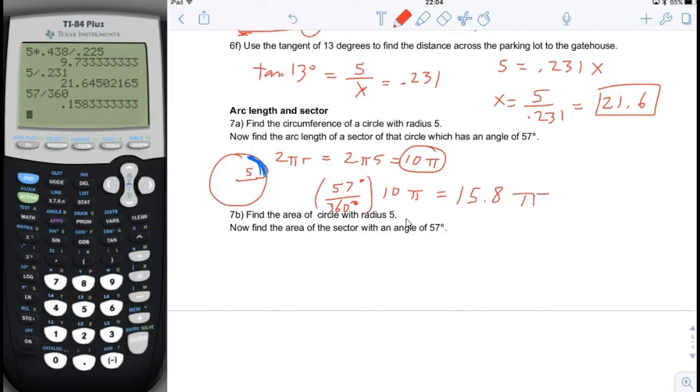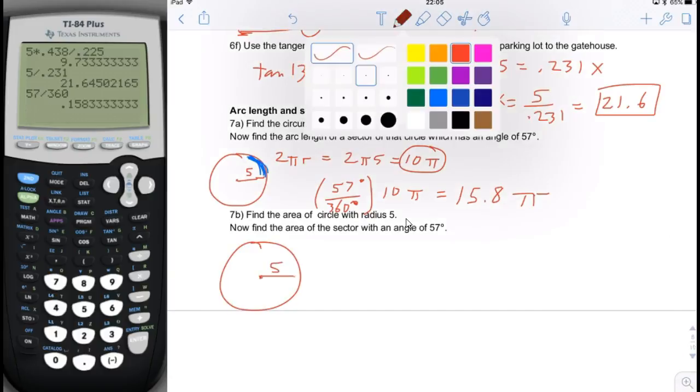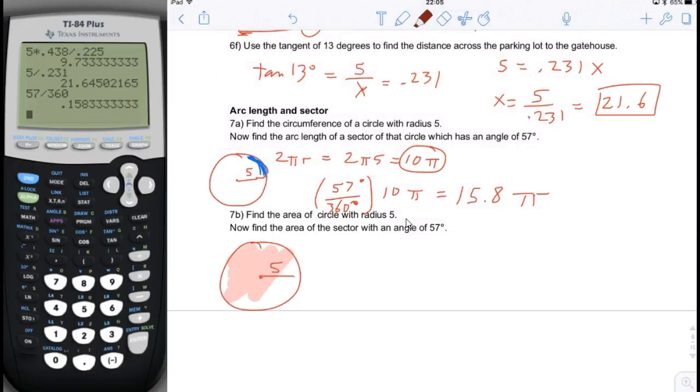Last one. Find the area of a circle with radius 5. Okay, so we have a circle of radius 5 again. Now we're looking for the area. So the area is pi r squared, remember. It's easy to remember that pi r squared is the area because it's squared. So the area makes sense to be a squared of a length, right? And the other one, it's easy to remember that it's circumference or a length because it's not squared, okay? So pi r squared, in the case of r equals 5, is going to be 25 pi.